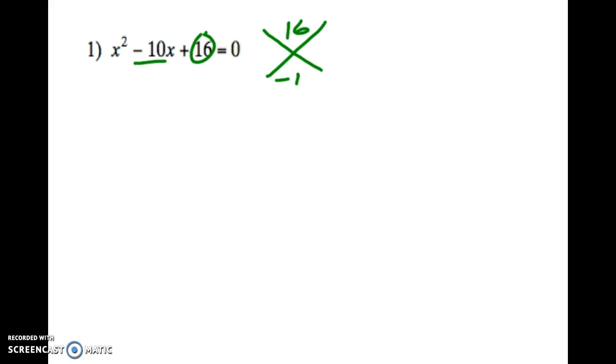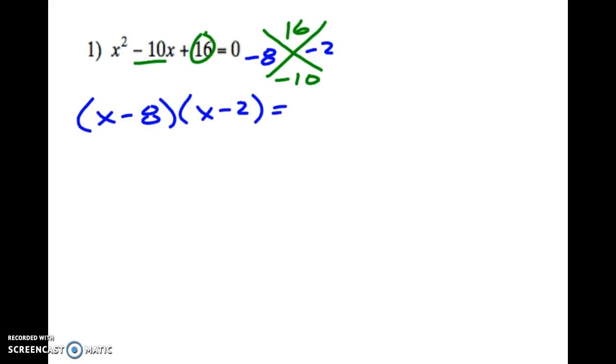And we're going to look for two numbers that are going to add to give us negative 10. So we'll have two numbers that multiply to give us a positive 16 and add to give us negative 10. Hopefully we'd come up with negative 8 and negative 2. So that means you would end up with x minus 8 in one set of parentheses and x minus 2 in the other set of parentheses. And that would complete the factoring part of this problem.